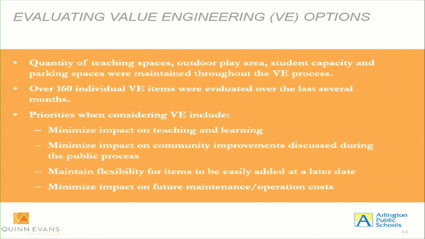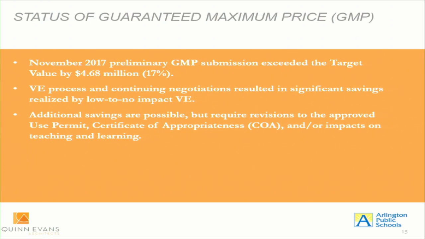So when we look at value engineering, we're very careful to maintain the essence of the project. In this case, it's the capacity, sort of the parking spaces, the outdoor play areas. For this project, we reviewed over 160 individual items. We evaluated those against several criteria, which are listed there on the screen. And after that evaluation, we started in November of 17 with an overage of $4.68 million. And that represented 17% of the project. It was quite a large gap for us to try to bridge.